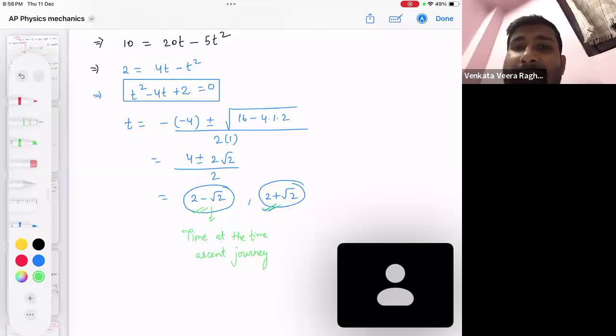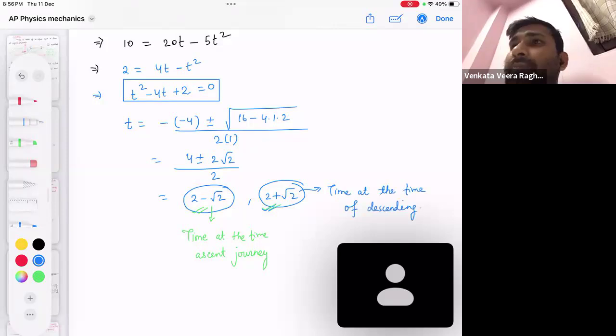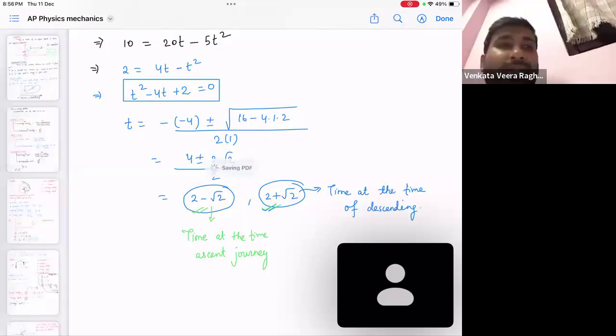Okay, and the second one will be the time in the descent. So please tell me, did you understand these things or not? We have to discuss some questions where we take the projectile from some height.